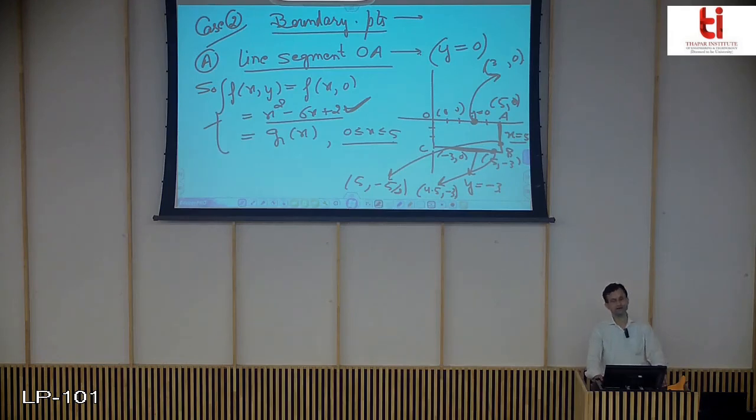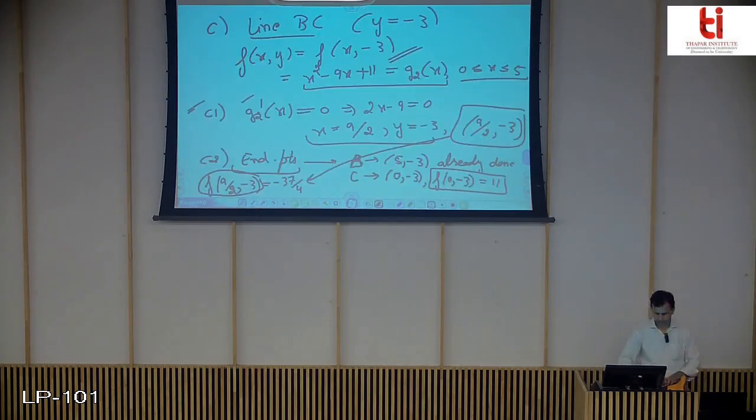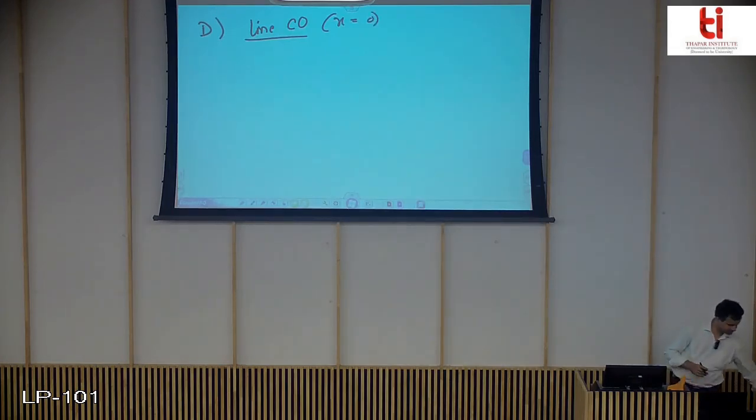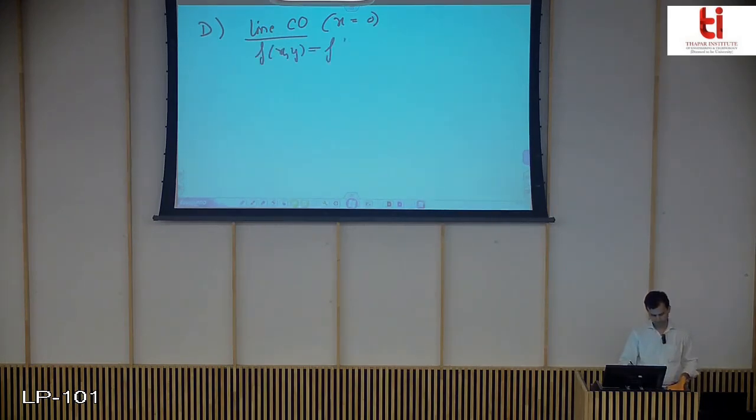So it is not wise to use the second derivative test just to look for local maxima or local minima. Okay, now coming to the last line segment, the line segment CO, where x equals 0. Your f(x,y) then reduces to the surface along this line appearing like 2y square plus 2, where y lies between minus 3 and 0.